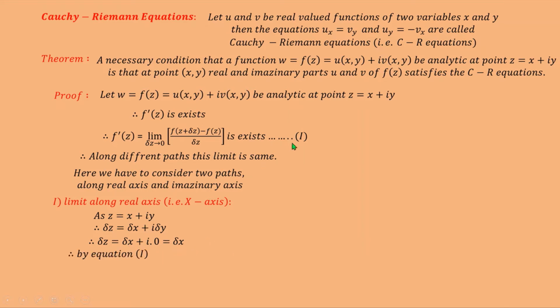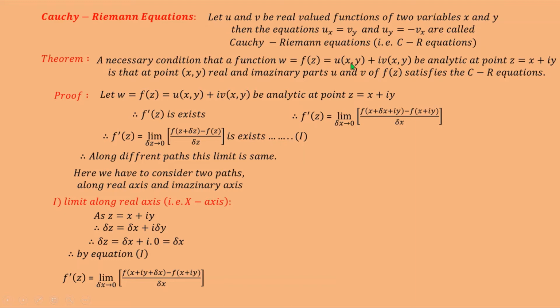Now put this in equation number 1, and so we get f dash z is equal to limit delta x tends to 0, f of value of z, which is x plus iy, value of delta z, which is delta x. So this will become f of x plus iy plus delta x minus f of x plus iy upon delta x. Collect here real parts, and so f dash z is equal to limit delta x tends to 0, f of x plus delta x plus iy minus f of x plus iy upon delta x.